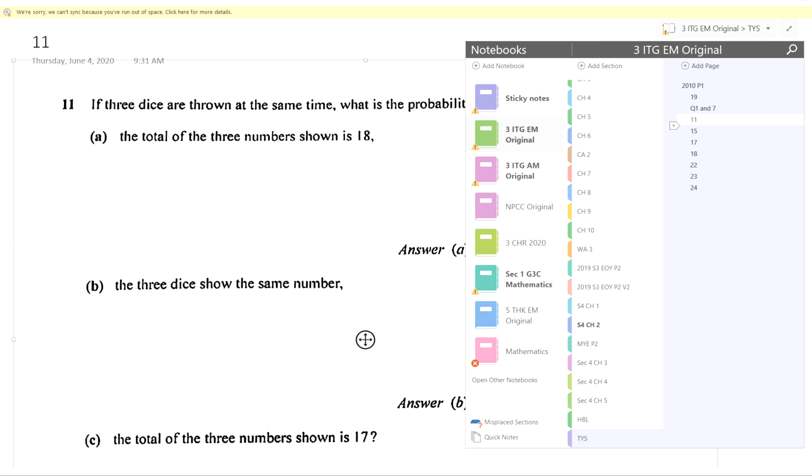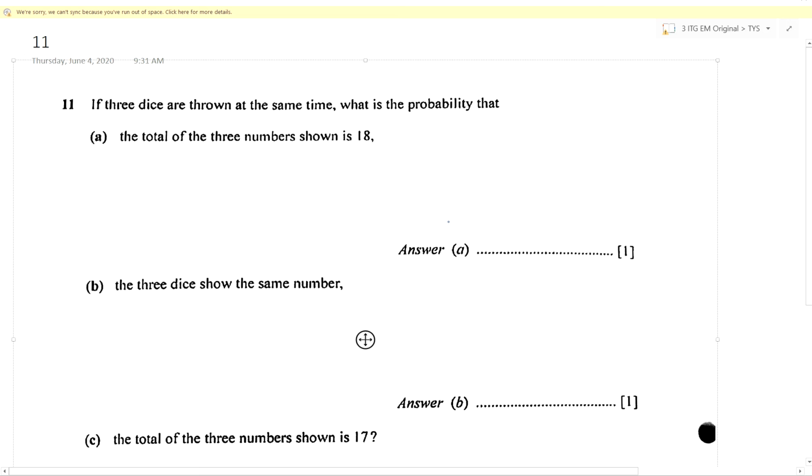Next, question 11. 3 dice thrown at the same time. Probability, 3 numbers, total 18. Okay, so probability total equals to 18. I like to write down my probability in words because it helps me clarify my thinking. If I want the total to be 18, what am I restricted by? What must be shown on the first dice?